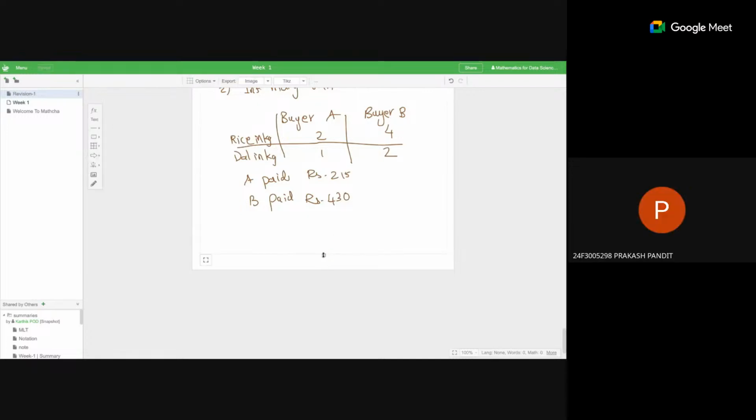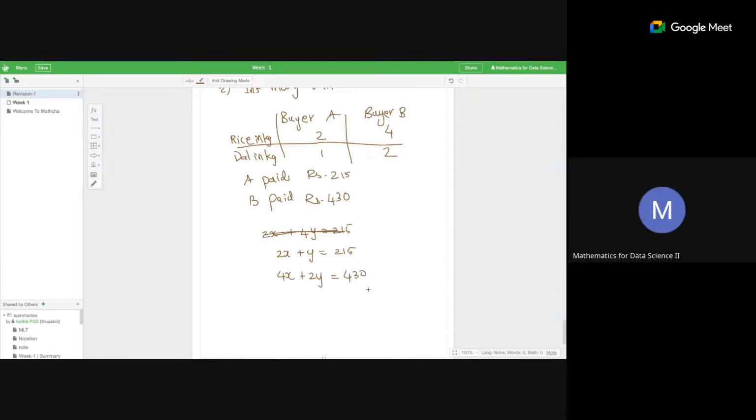Can you tell me what are the equations you will obtain from this? Yes, ma'am. 2x plus 4y equals 215, assuming that x represents the price of 1 kg rice and y represents the price of 1 kg dal. Right? What is the next equation? x plus 2y equals 430. Ma'am, hold on, when you write the equation, it is wrong. 2x plus y equals 215, thank you, yes, and 4x plus 2y is equal to 430. Correct, yes.